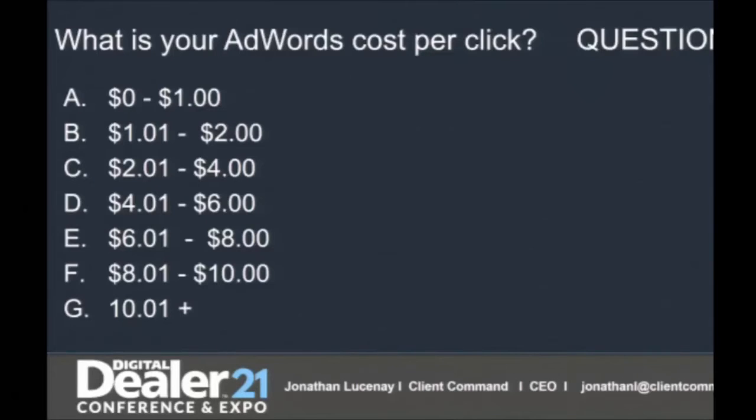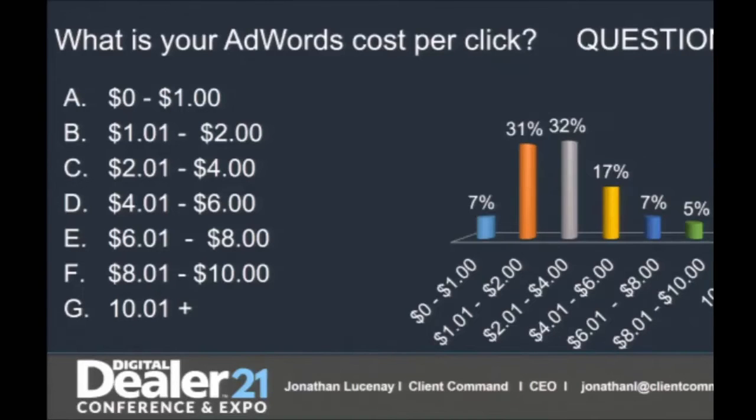Do you know what your average AdWords cost per click is? So industry average is $1.53. If you're at $6, that doesn't make your average cost bad. In fact, you may be more effective than somebody who's at 53 cents.